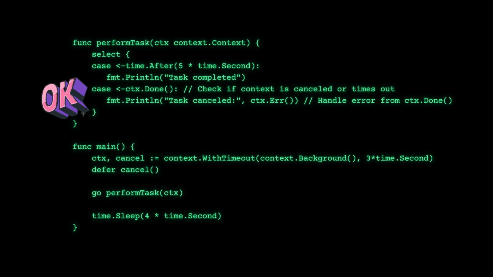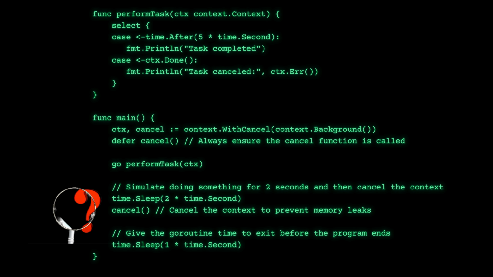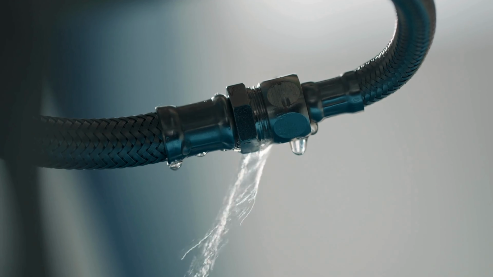Handle errors from ctx.Done. Always check for and handle errors from the context, particularly for timeouts or cancellations. Cancel the context. Always call the cancel function returned by WithCancel, WithTimeout, or WithDeadline to avoid potential memory leaks.